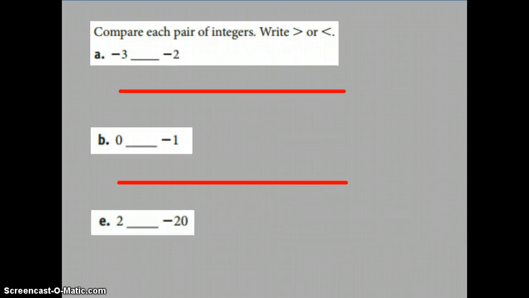Okay, so let's compare each pair of integers using our greater than or less than symbols here. So on this first example, let's compare a negative 3 to a negative 2. Okay, well here's my number line. Let's say this is 0, and I've got my positive numbers out this way. I've got positive 1 and positive 2 and so on. But we're going to look at the negatives because we're going to be on this side. So we've got negative 1, negative 2, and negative 3.